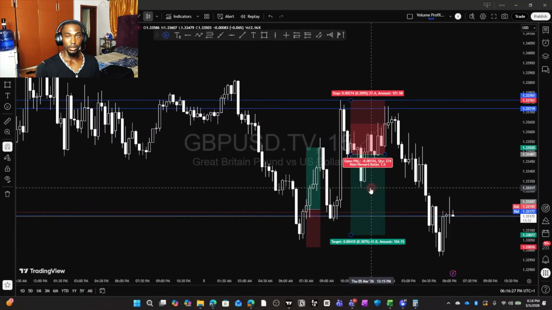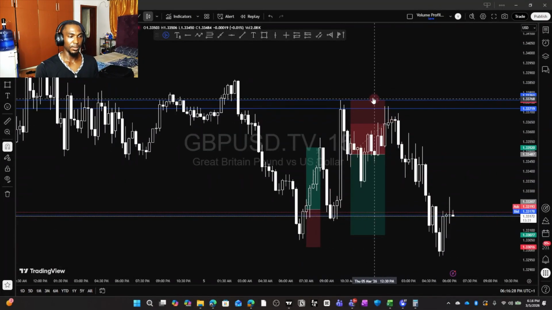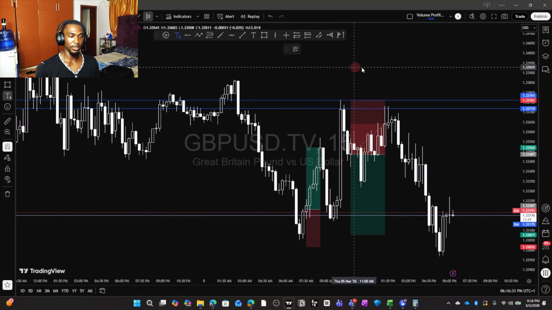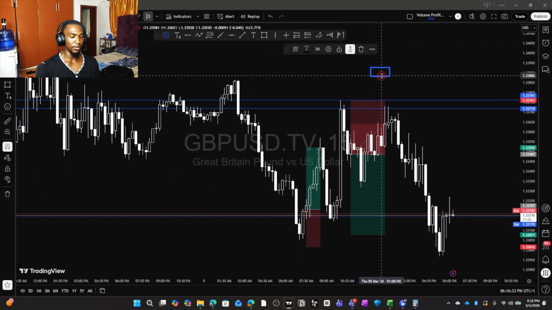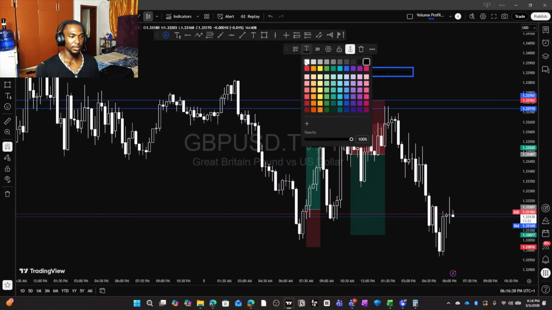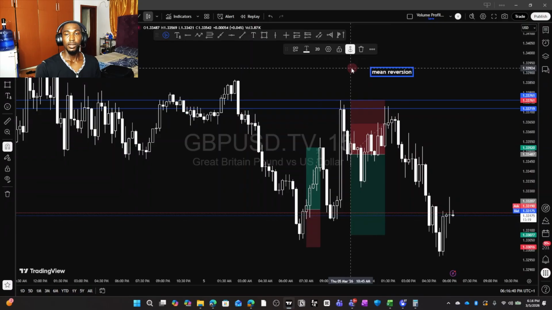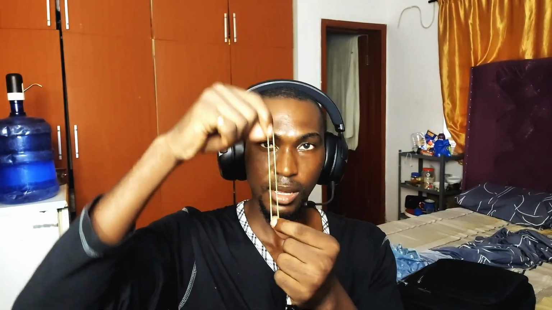Now, the strategy I traded today is basically a mean reversion strategy. What do I mean by a mean reversion strategy? It simply means that when price moves to a certain degree, it is most likely going to snap back. Let me use a rubber band for example. If price moves in a certain direction too much, there's a high tendency it's going to come back. Maybe not to the original state, but at least come back a little bit. That is what a mean reversion strategy is all about.